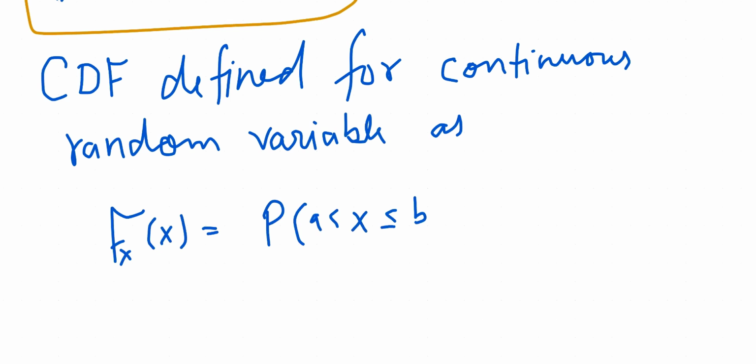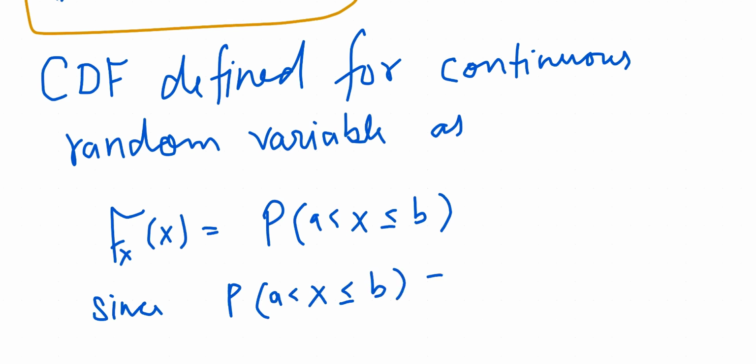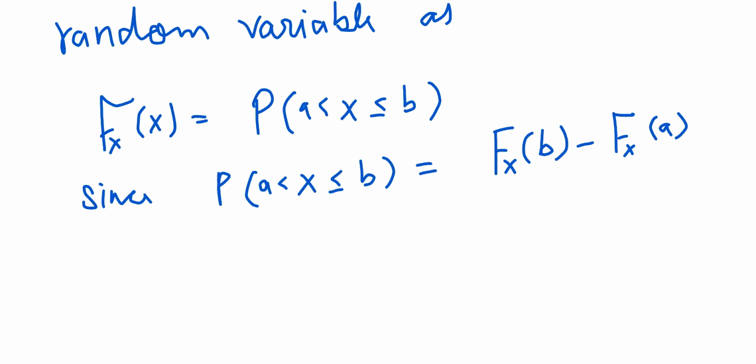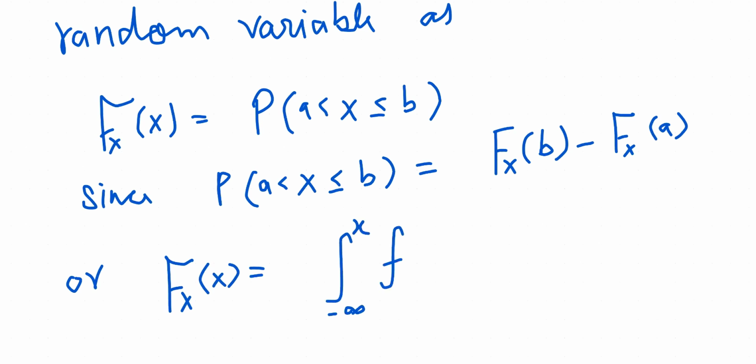Since the probability when x is greater than a and less than or equal to b is equal to the integration with limit minus infinity to b, which is equal to F(b) minus F(a), or either we can represent it in this way: F(x) is equal to integration from minus infinity to x of f(t) dt.